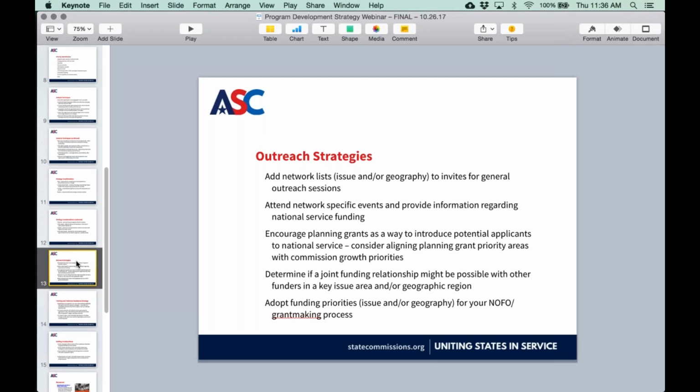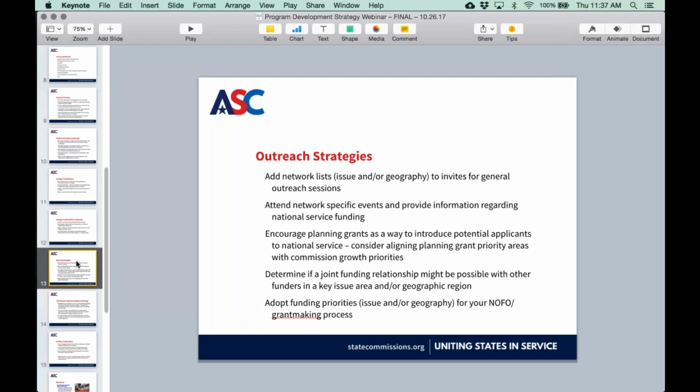So adding those network lists, either issue area or geography, to your invites for general outreach sessions can be a really important way to expose more or build awareness from folks about national service and AmeriCorps. You might want to attend network-specific events and provide information regarding national service funding. So if you feel, for example, that you want to be really focused on the after-school space, that's a priority for you, finding out when are the big after-school statewide conferences or other places where after-school practitioners may gather, and being present there, either by maybe providing a workshop or having a table or both, could be a great way for you to, again, network and expose folks to the opportunity that AmeriCorps could provide to their work.